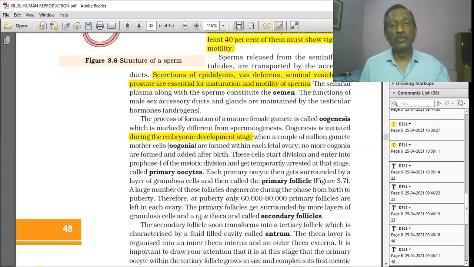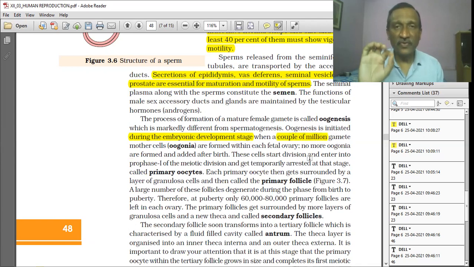जबकि गर्ल्स के अंदर उसके पैदा होने के पहले, when a girl is only in her embryonic stage, that is if she is on her 25th week of pregnancy, तभी उसमें ये बनने शुरू हो गए. A couple of million, how many eggs are produced? A couple of million मतलब 2 million, 2 मिलियन मतलब 20 लाख.